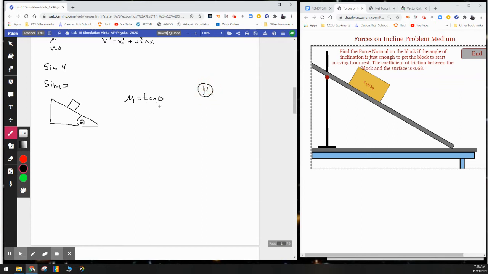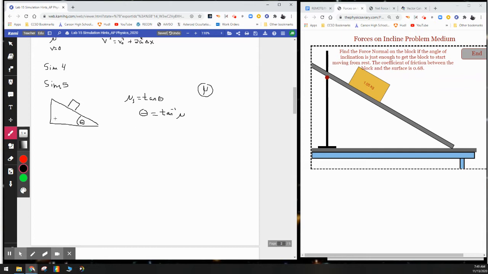So I might be able to use this relationship and figure out that theta is going to be the arctangent, tangent to the minus 1 of mu. There's the arctangent. That should give me my theta. Okay, now the normal force.